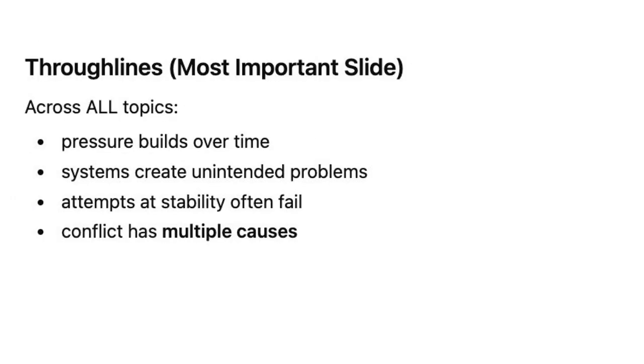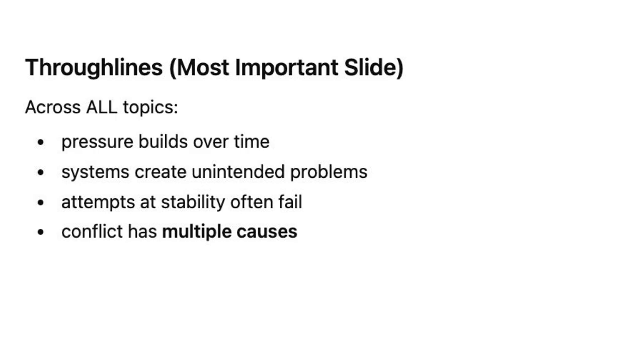Big through lines to keep in mind throughout this, and these are the most important things to know. Across all our topics, we see pressure building over time from multiple causes, right? Systems are creating unintended problems. Industrialization wasn't created to create inequality. That was an unintended consequence. Imperialism wasn't designed to create competition between empires, but that was an unintended consequence.